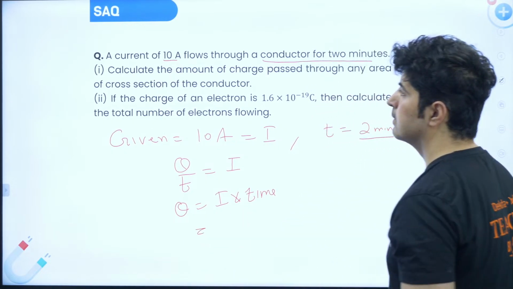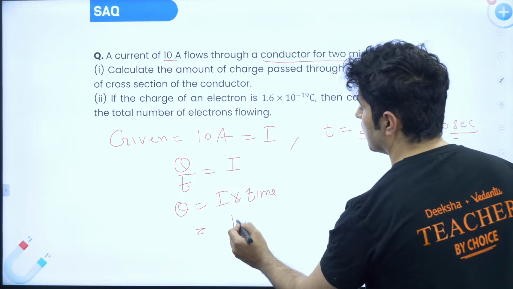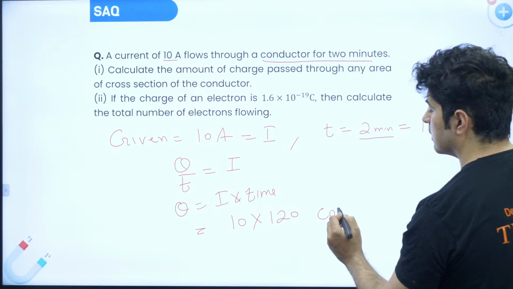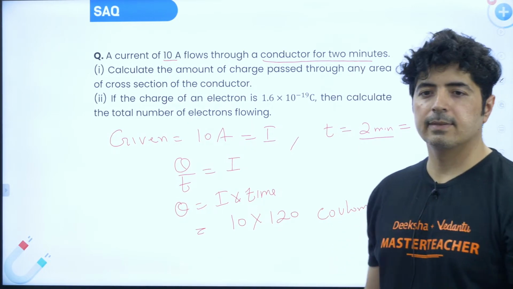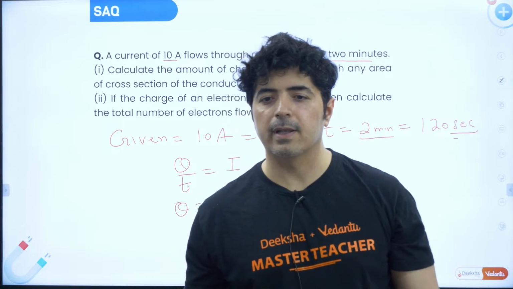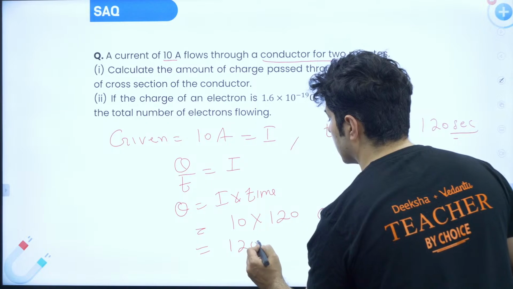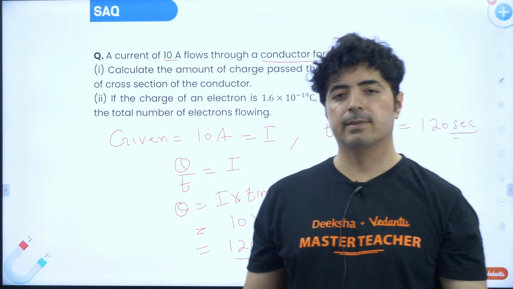Come on, calculate, give me the answer. Now let's see. 10 multiplied by 120, this is in Coulomb or C. Yes, I can see the comment box. People are writing very nice answers. 1200 Coulomb is the right answer. Whosoever has got it, very good.